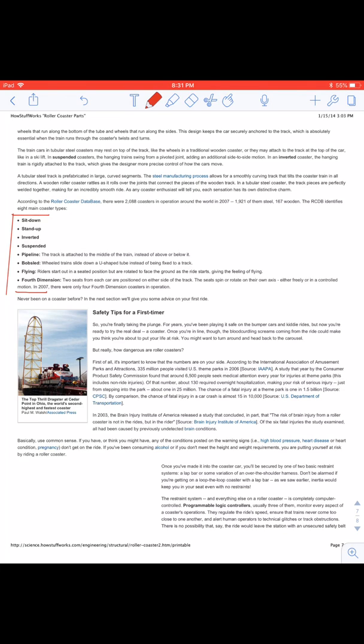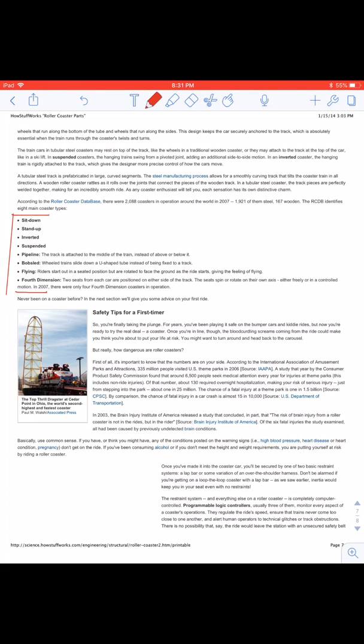Once you've made it into the coaster car, you'll be secured by one of 2 basic restraint systems, a lap bar or some variation of an over-the-shoulder harness. Don't be alarmed if you're getting on the loop-the-loop coaster with a lap bar. As we saw earlier, inertia would keep you in your seat even with no restraints.